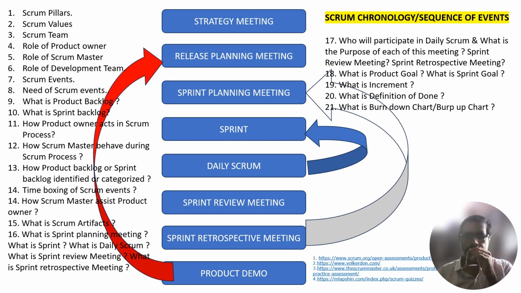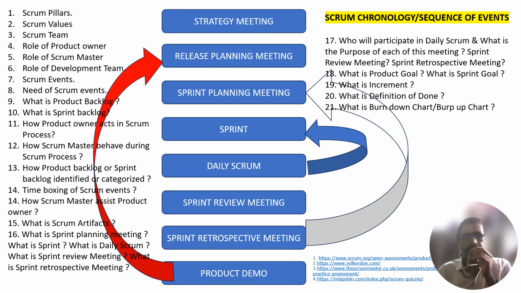Actually, it's a bridge between the end user or business leads and the IT team. Okay, and first thing, developing and explicitly communicating the product goal, that is his first accountability for your product owner. Second accountability for the product owner is creating and clearly communicating the product backlog items.